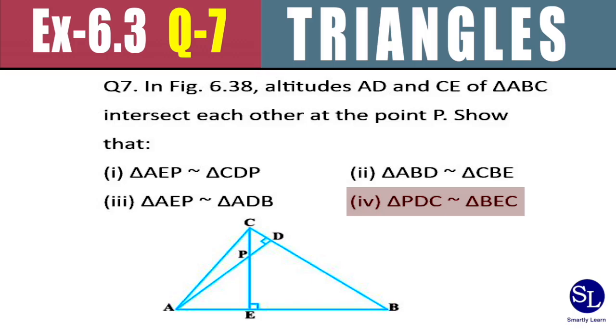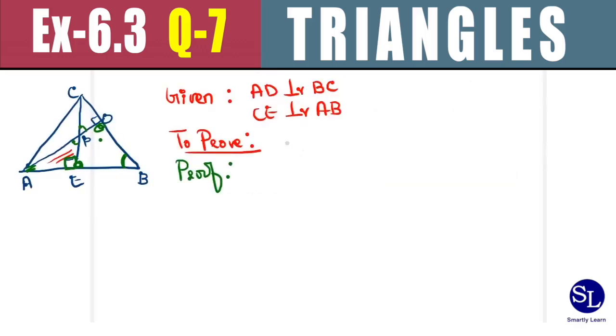And one last proof for the subdivisions we have. Let's take the fourth subdivision in this proof. In the fourth subdivision, we were asked to prove triangle PDC is similar to triangle BEC. So let's prove it. First, let's look at the triangles PDC and BEC, the bigger version of the same one. So let's start writing the proof.